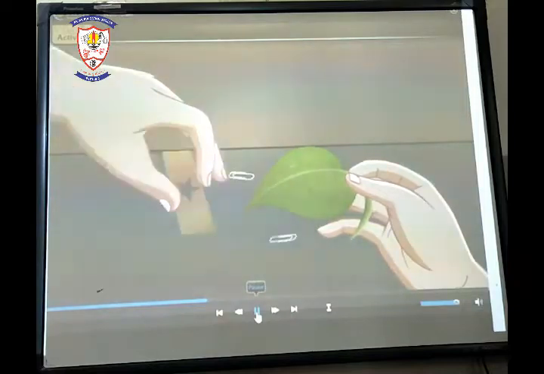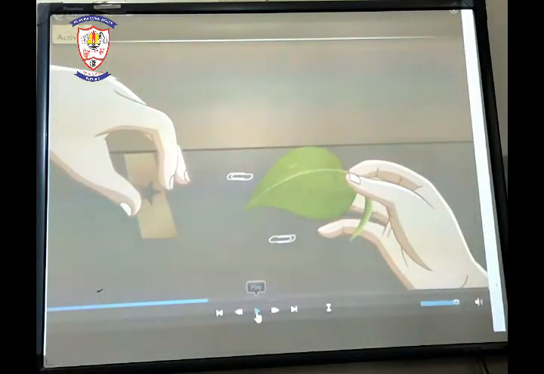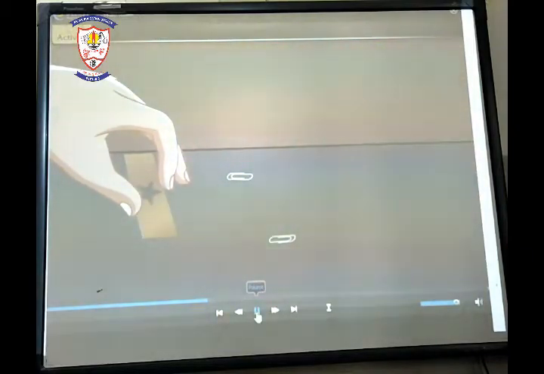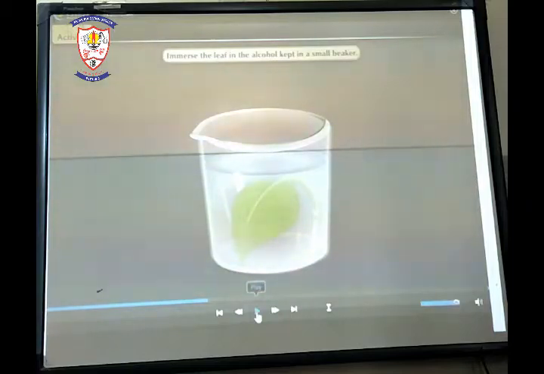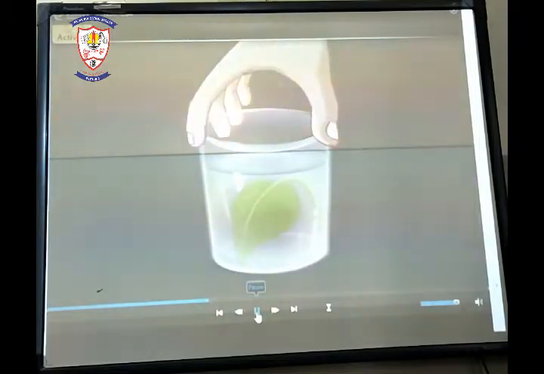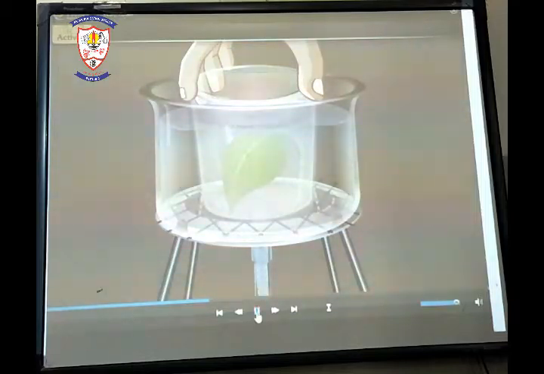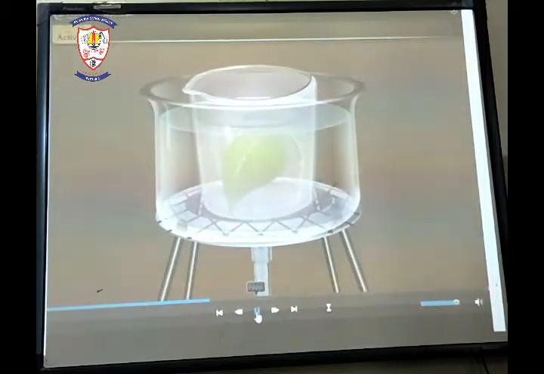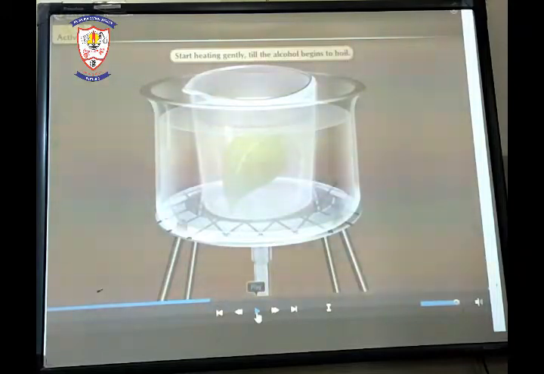See, now we have to remove this Ganong plate and then keep this leaf in the alcohol kept in a small beaker. Now keep this beaker in a large beaker which contains water, and supply heat to it, and start heating this gently till the alcohol begins to boil.